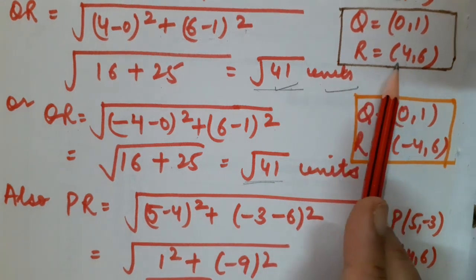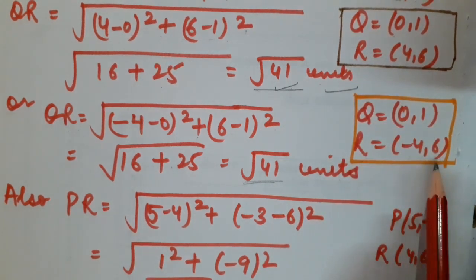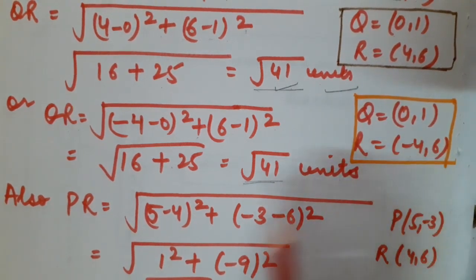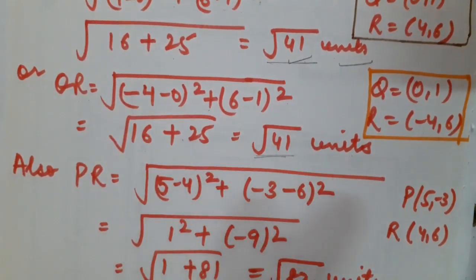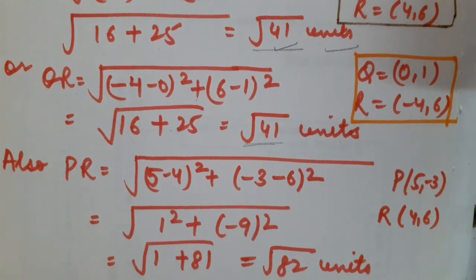though I have taken R in case 1 as 4, 6 and in another case as minus 4, 6. Fine, students? Okay. Now only the quadrant will vary because of it, otherwise no variation will be there.